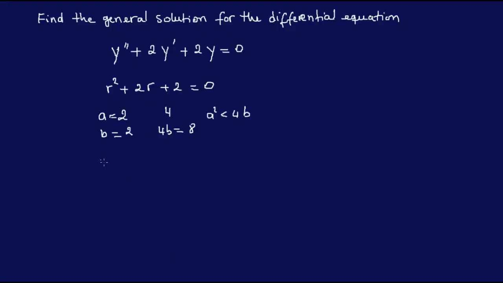So let's write down the form. y is e to the alpha x, c1 cosine of beta x plus c2 sine of beta x. Now in this case they just want us to find the general solution, not the particular solution. So this one is pretty straightforward. They're not even asking us for the constants, because there's no initial condition that was given.